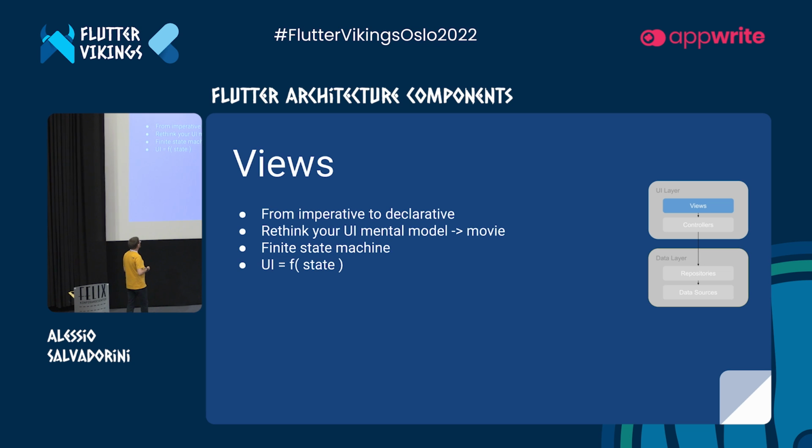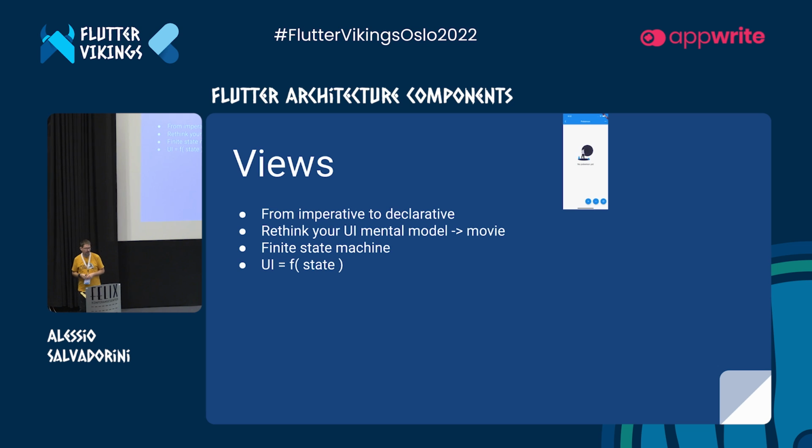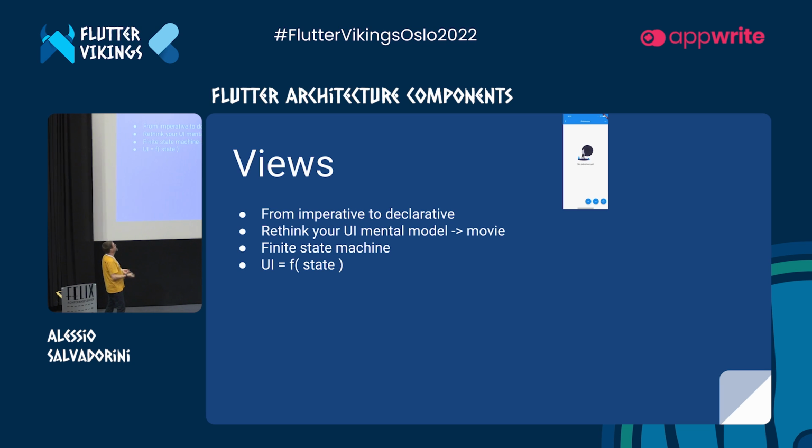So the good model for this is a finite state machine. I assume everyone here knows what a finite state machine is. And there is the very famous function that the UI is a function of the state. So for instance, in my demo app, I have a state 0, which is when I enter the app, before I do anything, I just see that there is no Pokemon.